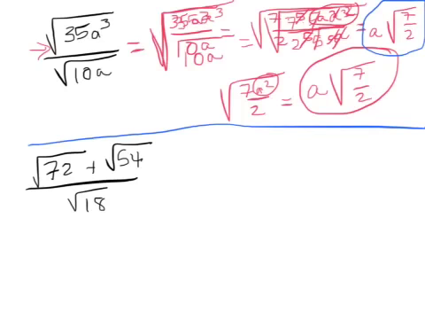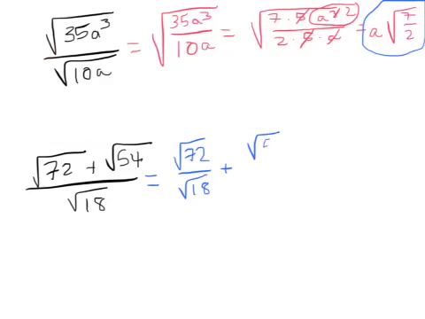Let's take a look at this last example. Radical 72 plus radical 54 over radical 18. So the first thing I'm going to do is split this into two different division problems. I've got radical 72 over radical 18, and I've got radical 54 over radical 18.